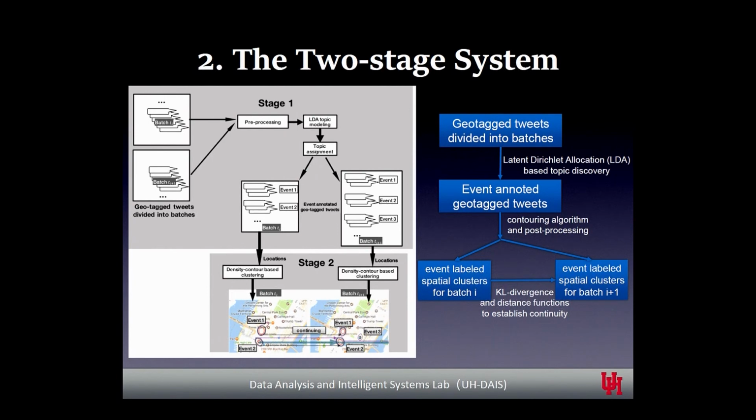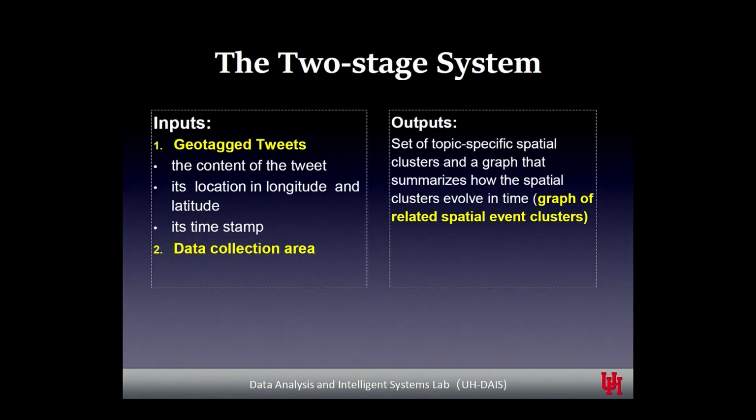The final goal is to establish the temporal relationship between the batches. After we get the spatial clusters for each batch, we apply the KL divergence and some distance functions we propose to establish the continuity between the spatial clusters in consecutive batches. Starting with the inputs and outputs, the input is very simple, just all the geotag tweets and the data collection area. The output is just a graph of related spatial clusters. In particular, the relationship is the continuing relationship between the clusters.